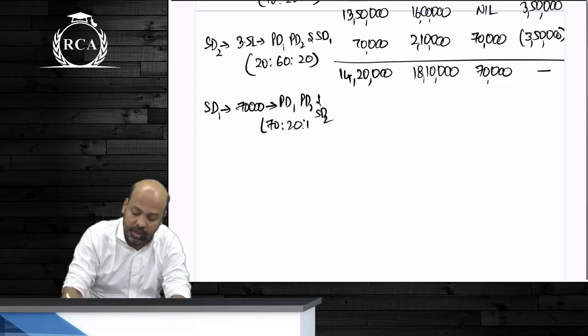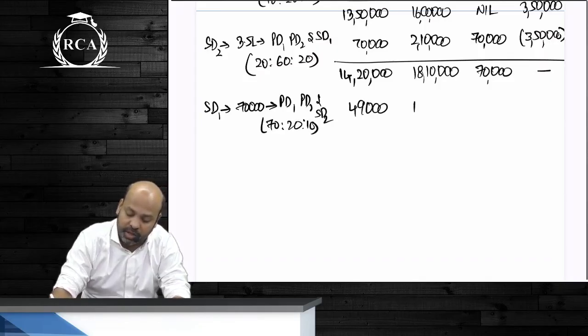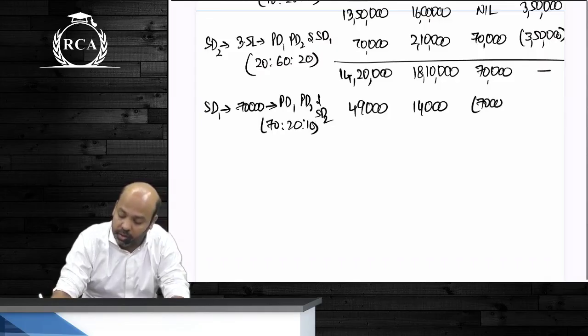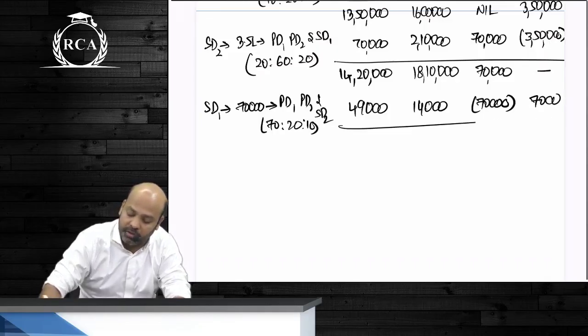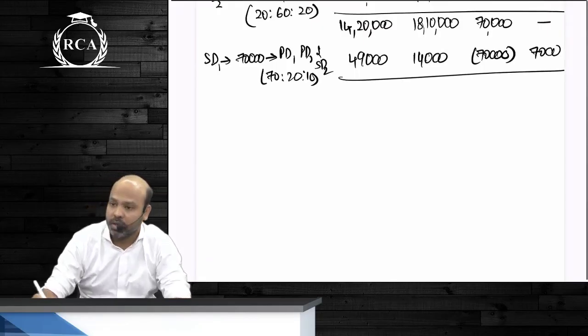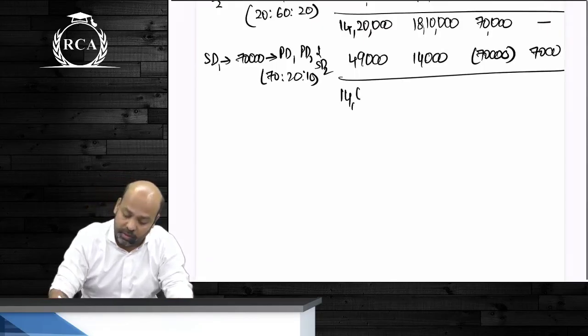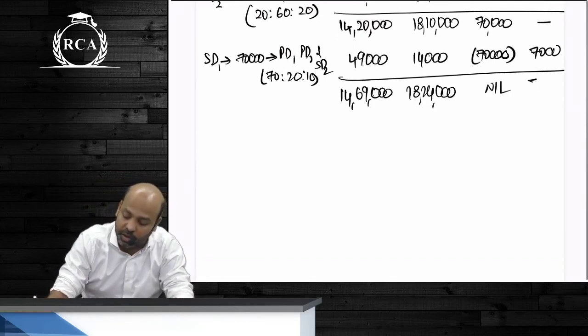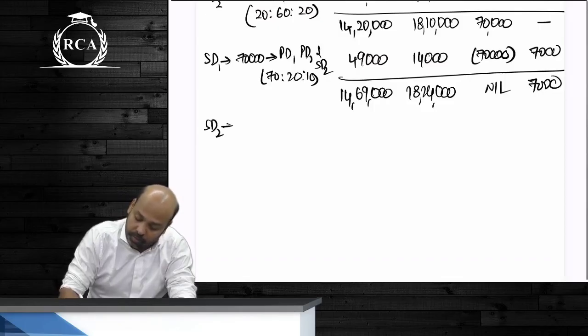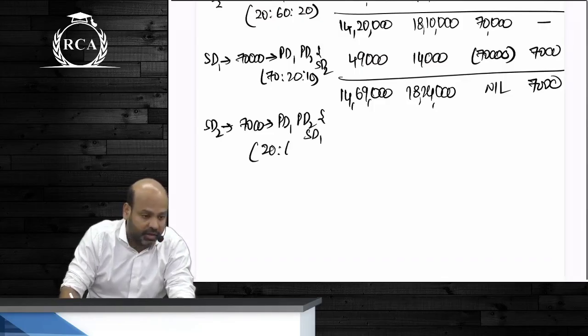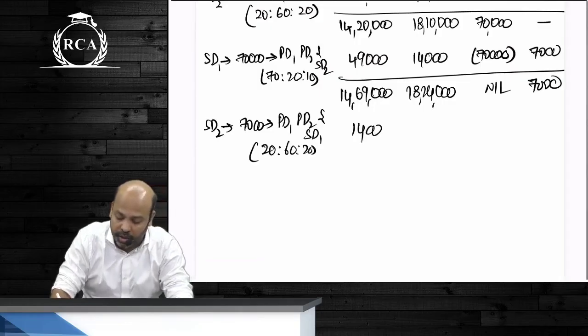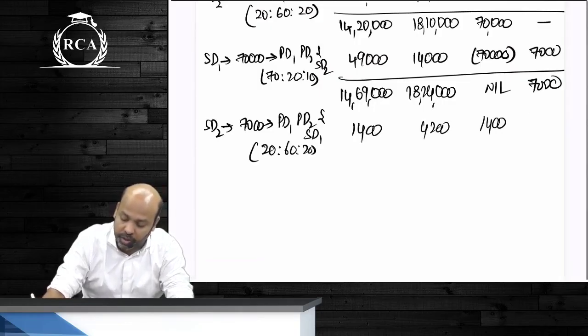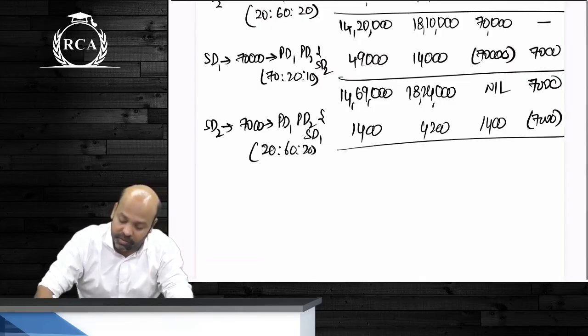70%, 20% and 10%. 49, 14 and 7,000. Yes or no, guys? This is we allocating SD1 cost, guys, to PD1, PD2 and SD2. After this beta, the amount will become 14 lakh 69,000, 18 lakh 24,000, shunya and 7,000. What will you do with that 7,000? So 7,000 will again get reapportioned or distributed, guys, to PD1, PD2 and SD1. This will be in the ratio of 20, 60 and 20. So 1400 will go here, 4200 and 1400. This is completion of the second cycle.